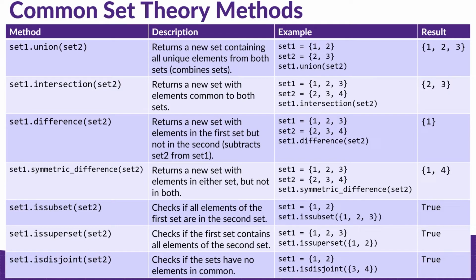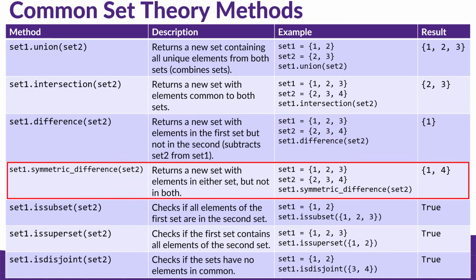Next are some common set theory methods. And we've already taken a look at methods like add, remove, discard, union, intersection, and difference. So we'll skip down here to symmetric difference, which we haven't talked about yet. And this returns a new set with elements in either set, but not in both. So unlike difference, which will return the elements in one set that don't occur in another, this one returns all of the elements in either set that don't occur in both sets. So in the example here, we have one set with 1, 2, 3. We have another set with 2, 3, 4. So the elements that are common to both sets would be 2 and 3. So what is returned is 1 and 4, as they don't occur in both sets.